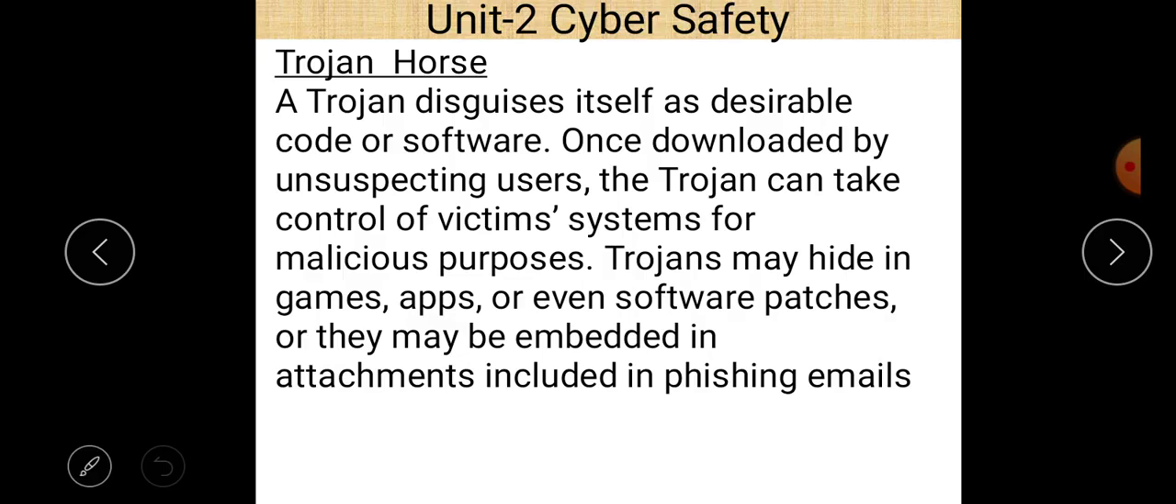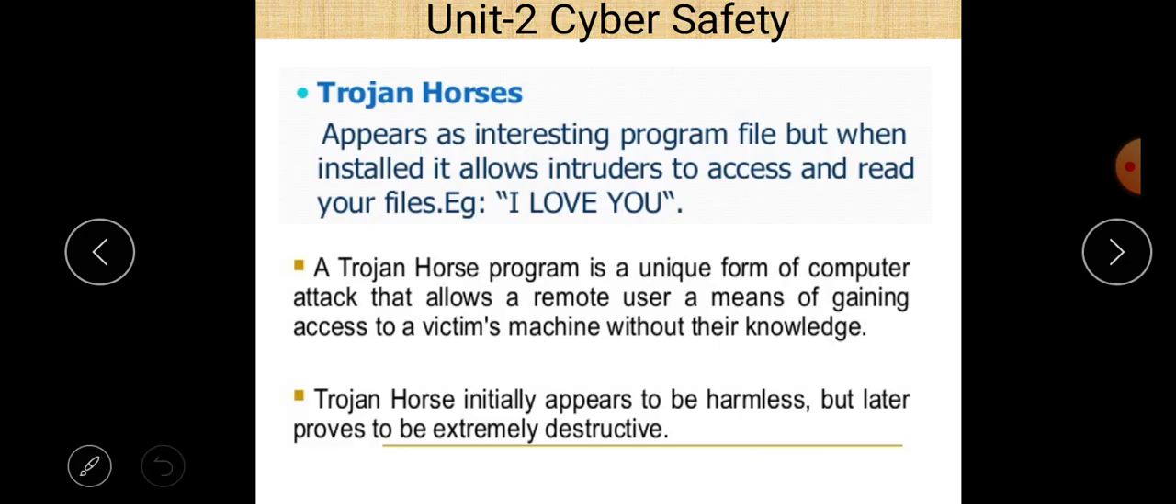So that is the definition of the Trojan horse. Some more important points regarding the Trojan horse are: they appear as interesting programs, but when installed, it allows intruders to access and read your files. And one of the most popular Trojan horses, the I Love You Trojan horse, came, I think, in the year 2000.